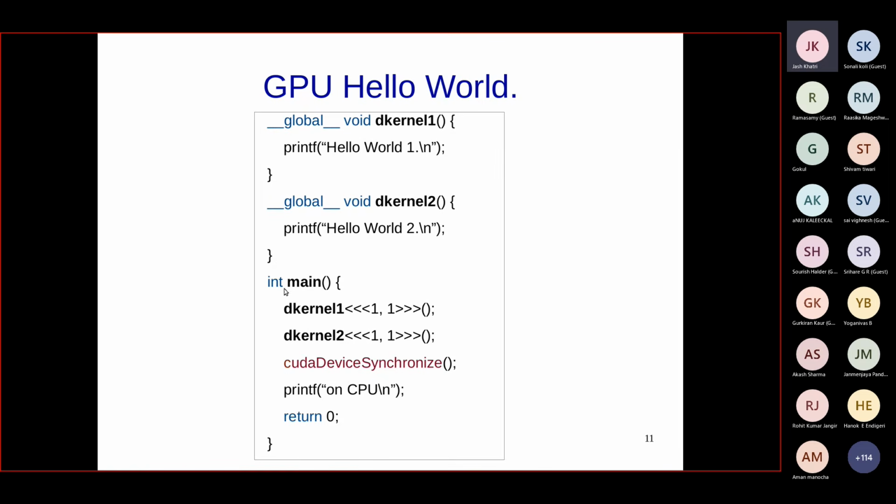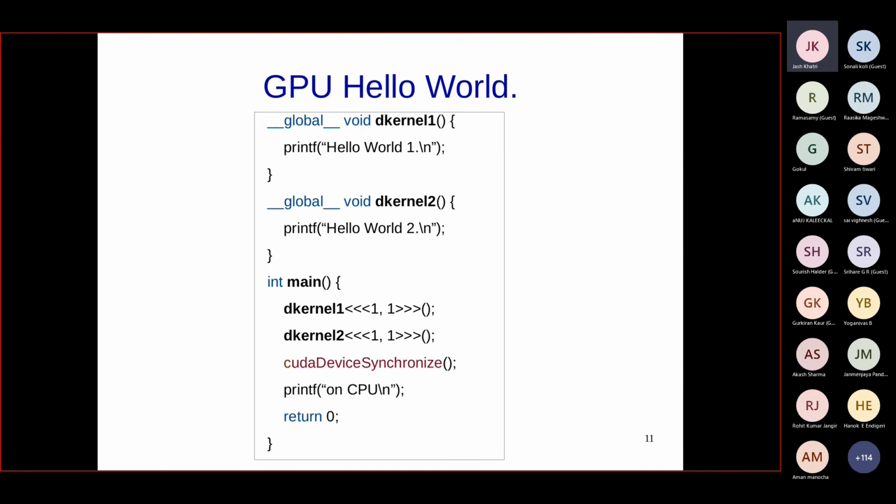So this part, these instructions that are written in main, are completely executed by the CPU. Please keep a note of that. The printf on CPU is done by the CPU and printed by the CPU, and then we return and the execution finishes. So the output is hello world 1, hello world 2, followed by on CPU, and the output is deterministic. Please keep note of it.